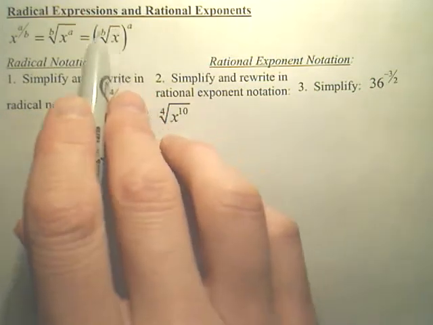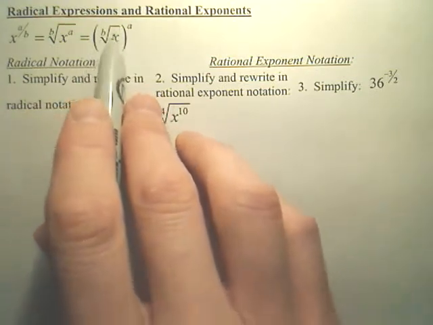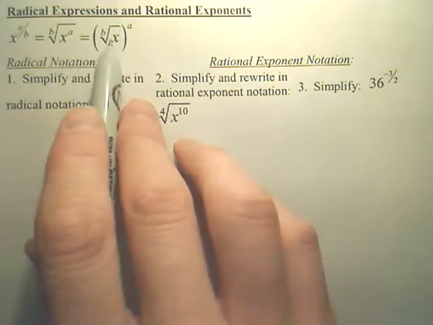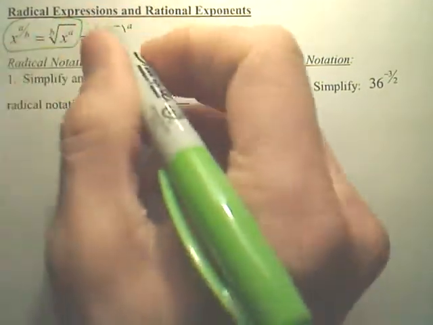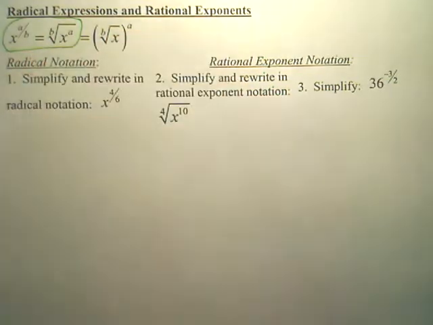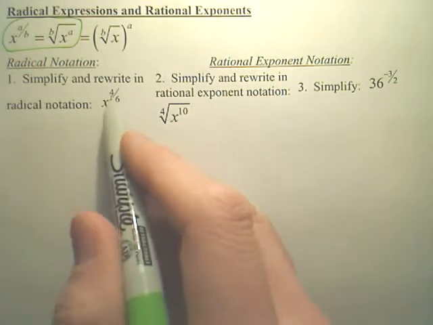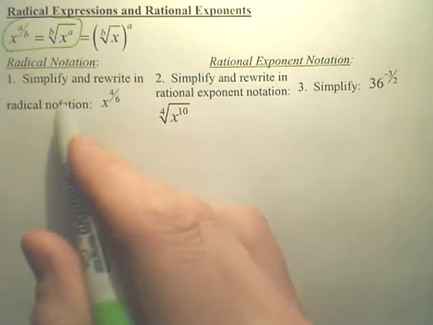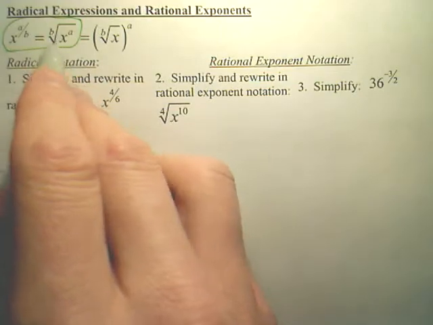This right here is another way of writing this. We tend to not focus on this one very much. I don't see this, but it's kind of there, because you can rewrite this like this. The key right here is this. This is just another way of writing this. Now, what we're going to do here is change this, simplify, and rewrite in radical notation. So you're going to rewrite, change it from here to a radical.